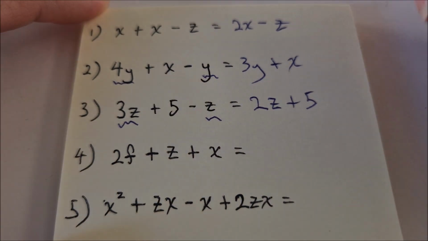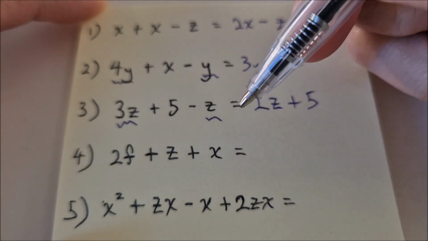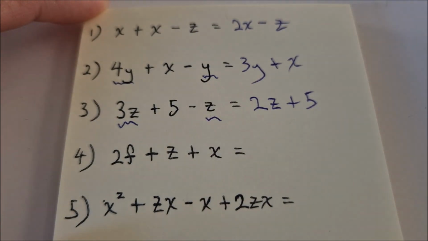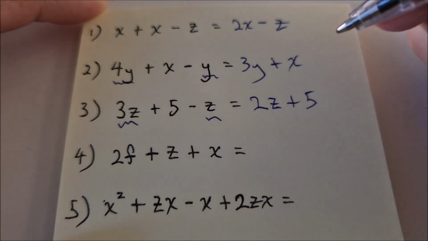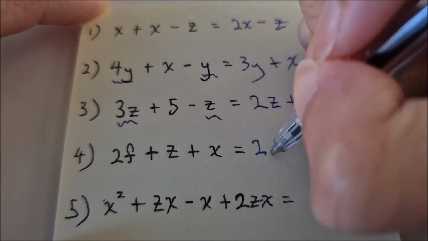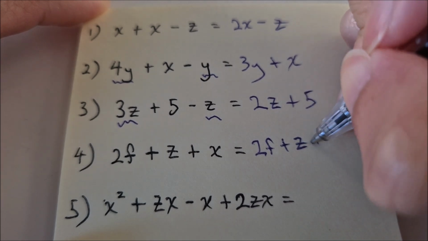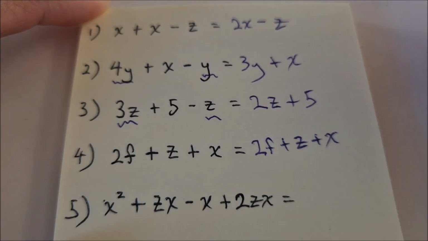Question 4, we have f, z, and x terms. None are like terms, so they can't be added together. So it's simply just the same. 2f plus z and an x.